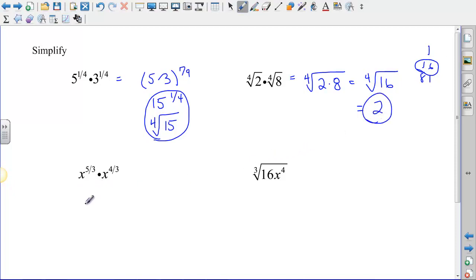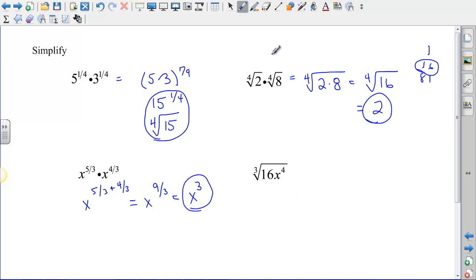Here I can again add these exponents, and I'm going to have 5/3 plus 4/3. Well, what's 5/3 plus 4/3? We have a common denominator. That means it's going to be x to the 9/3. 9/3 is just 3, and so now I get x cubed.